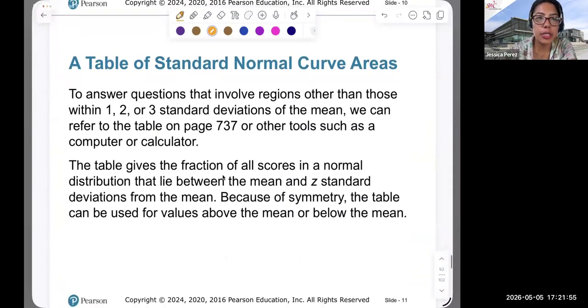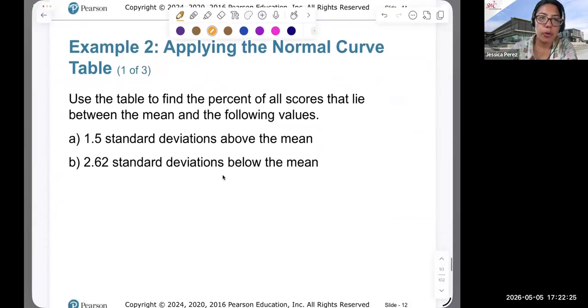Now, you can use something called a table of standard normal curve areas. To answer questions that involve regions other than 1, 2, 3 standard deviations away, we can use table A-2, which is our z-scores, or you can use a calculator to find the area under a curve. The table gives the fraction of all scores in a normal distribution. When you have symmetry, you have positive and negative z-scores. Use the table to find the percent of all scores that lie between the mean and 1.5 standard deviations away from the mean.